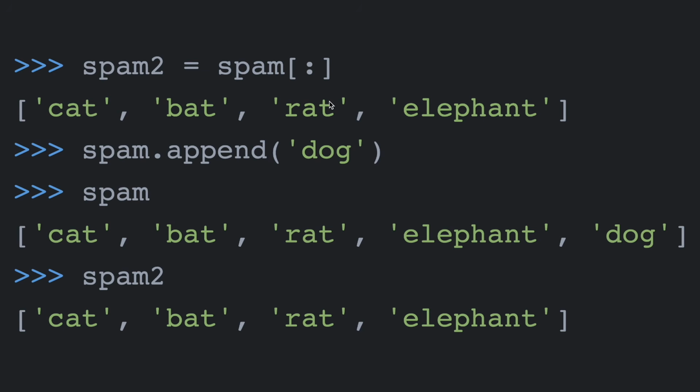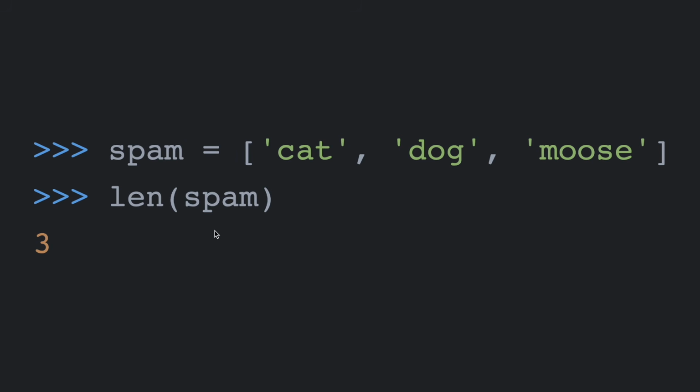If you slice the complete list like this, it's going to create a copy. So now we have the original list, spam, and spam2. If we use .append to add an element to the original list, it now has dog, but the copy does not have dog at the end. And we can use the length function to get the length of the list. There's 3 items in that list.